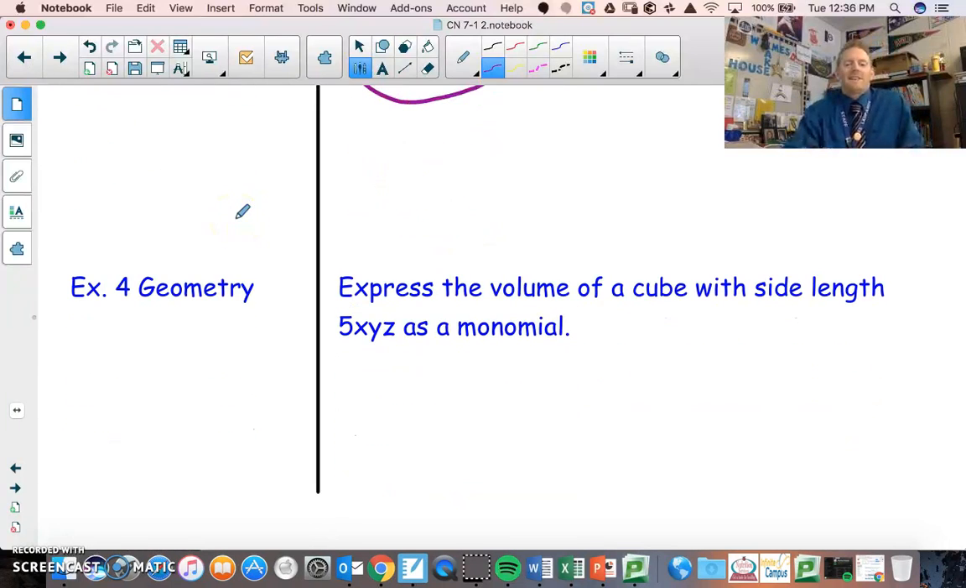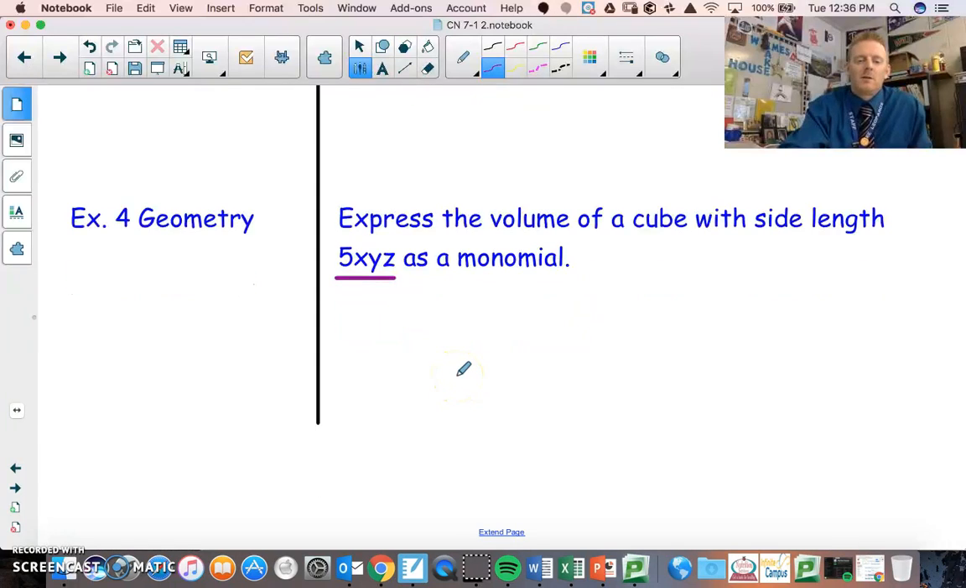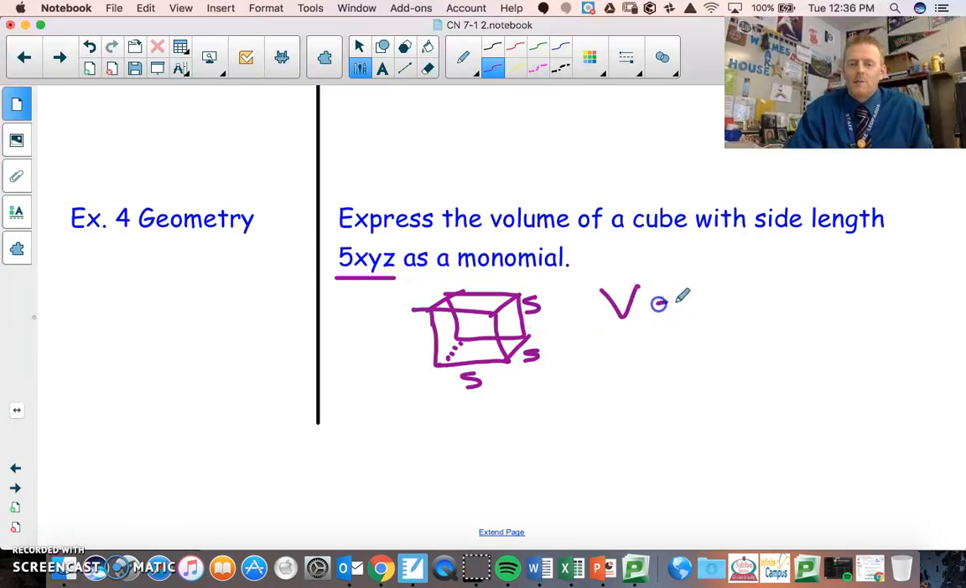All right, this is our last example here, I believe. It's one of those word problems. Express the volume of a cube with a side length of 5xyz as a monomial. Now remember, a cube, here's my beautiful drawing skills. Oops, that was not so beautiful. A cube means that there's all sorts of sides, and when we're talking about finding volume, it's side times side times side. So volume is equal to side to the third power.